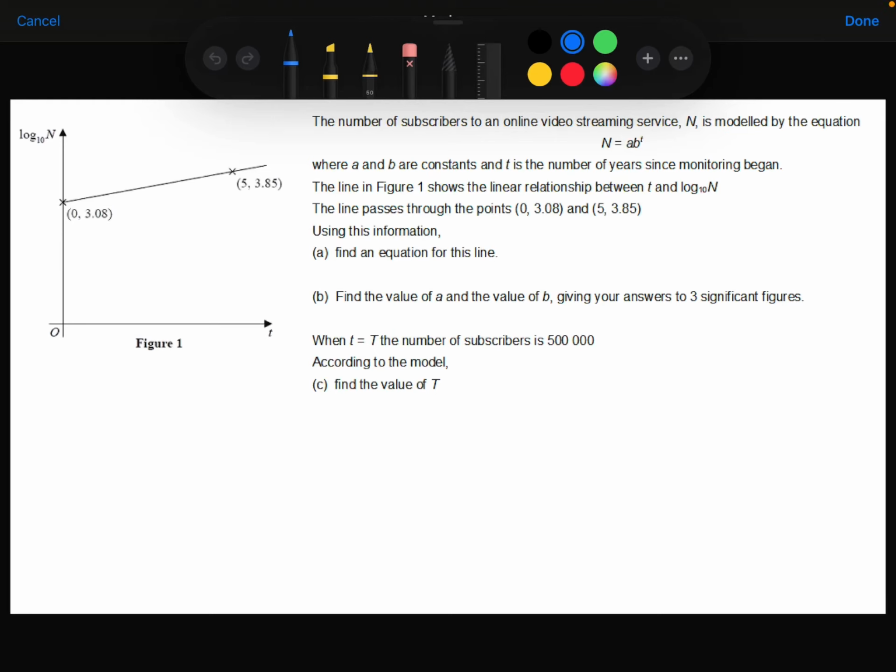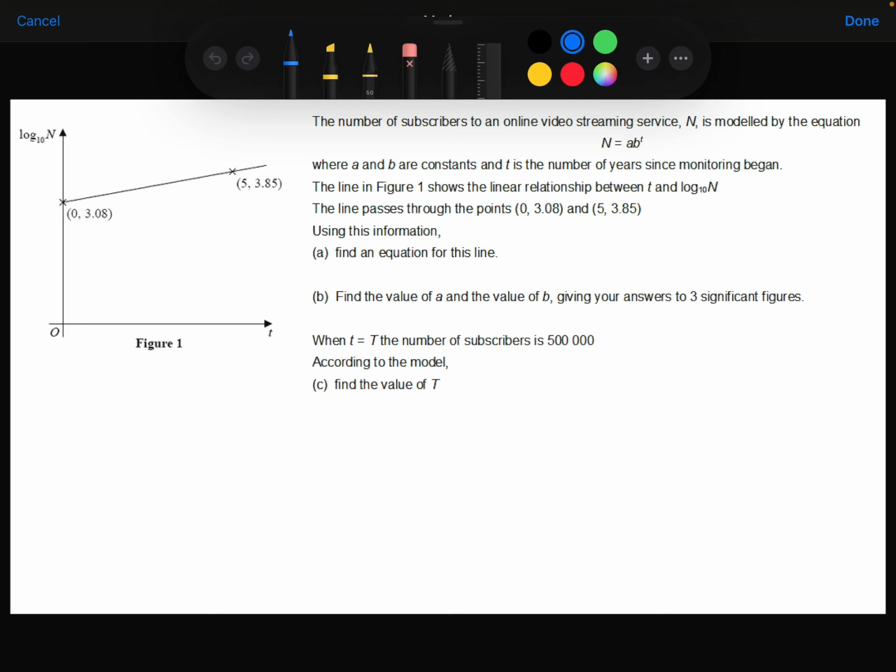The number of subscribers to an online video streaming service, n, is modelled by the equation n equals ab to the power t, where a and b are constants and t is the number of years since monitoring began. The line in figure 1 shows the linear relationship between t and log base 10 of n. It passes through the coordinates given, and part A says to find the equation of the line.